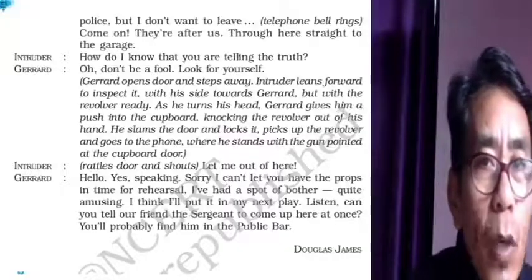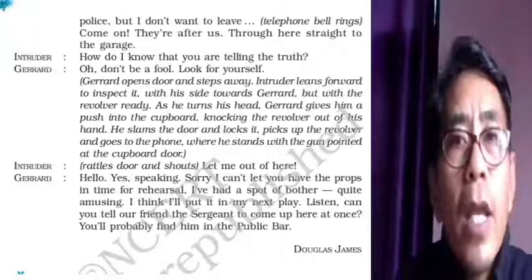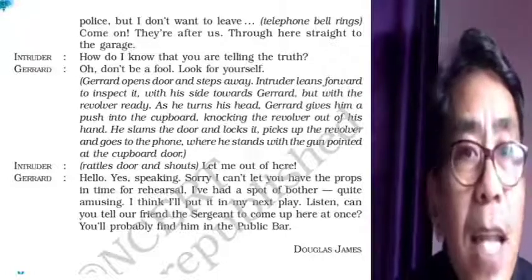Mr. Jarrett was telling him, the phone rings. I think my friend who was on the road is telling us that the police would be coming very fast. So let us go, through here, straight to the garage, where my car was, so we can run away. And the intruder said, "How do I know that you are telling the truth?" The intruder was quite suspicious, and he asked how he could know whether Mr. Jarrett was telling the truth.